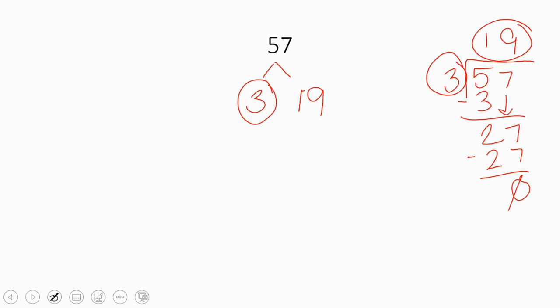3 is prime. Is 19 prime? Well, let's think about it. Is it divisible by 2? No. 5? No. 1 plus 9 is 10, so it doesn't work for 3. Is it divisible by 7? No. 11? No. 13? No. 19 is prime. So that prime factorization is just 3 times 19. And sometimes that'll happen.